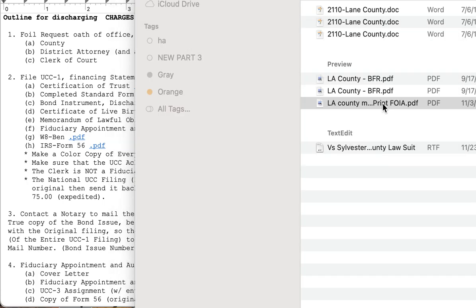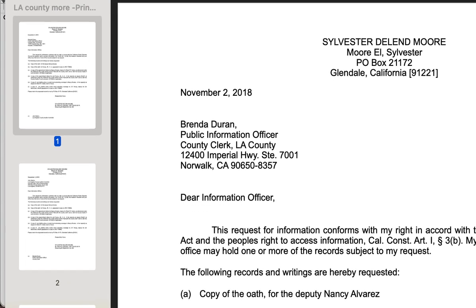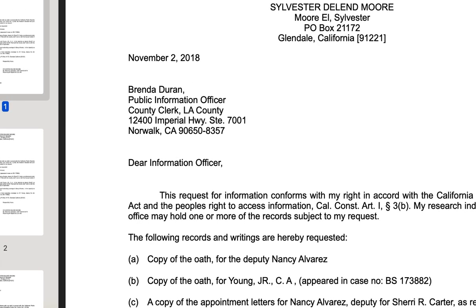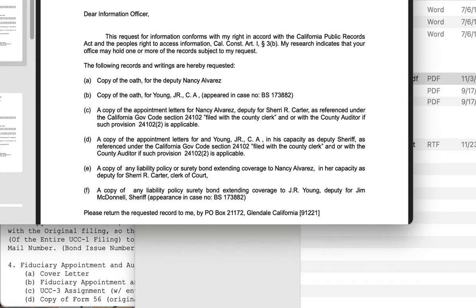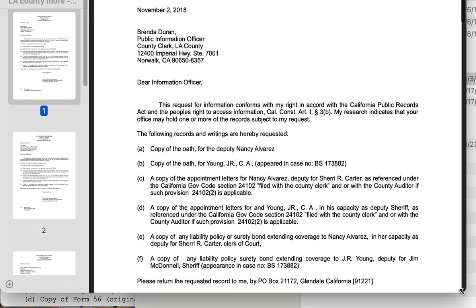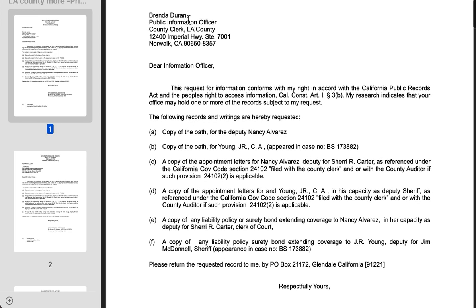Okay, check this out. I'll point this out to you here. This is the same information we were just talking about, an insurance policy. Here's an example of a FOIA request. This is when I lived in California. Brendan Duran, Public Information Officer, County Clerk, LA County. This request for information is made in accordance with my rights under the California Public Records Act.